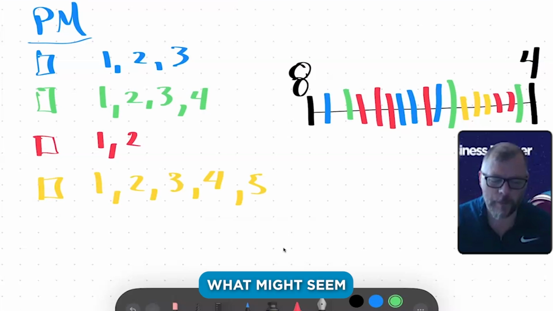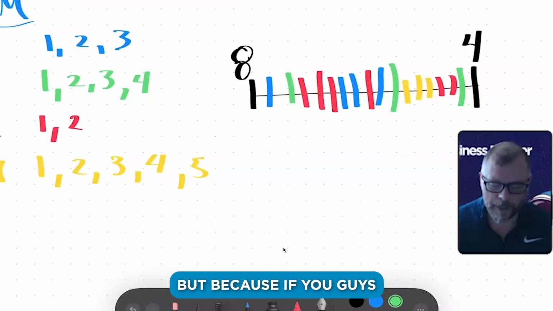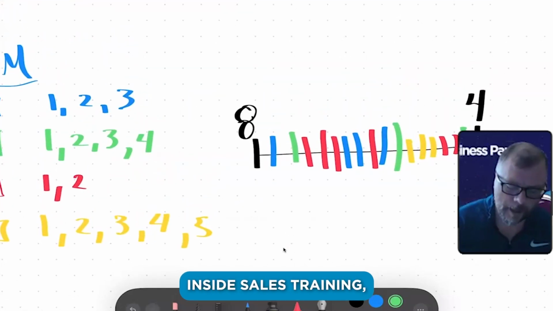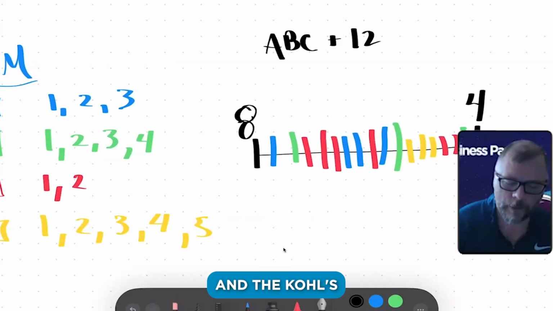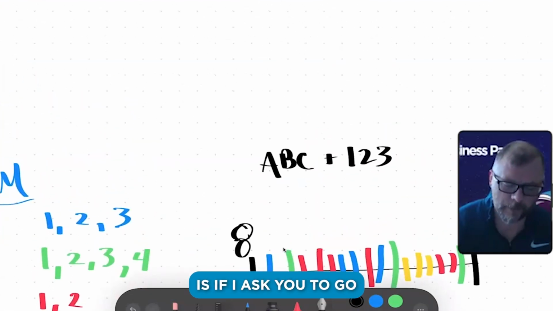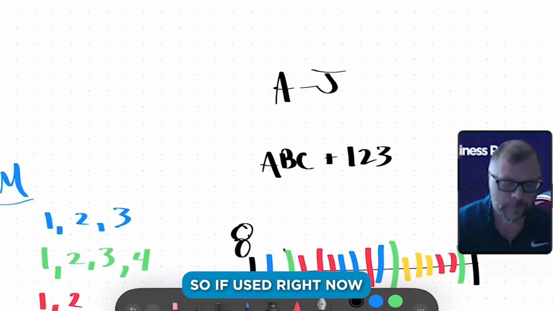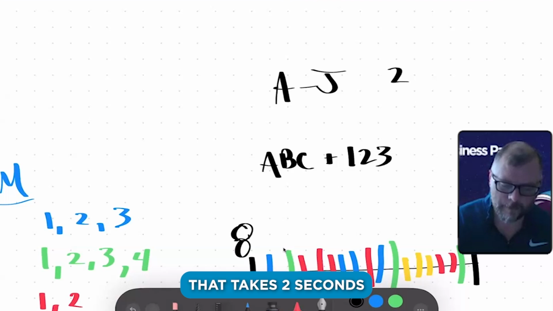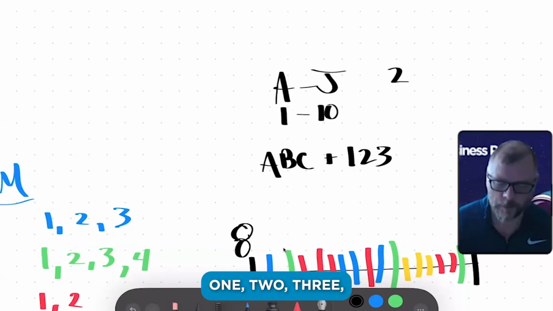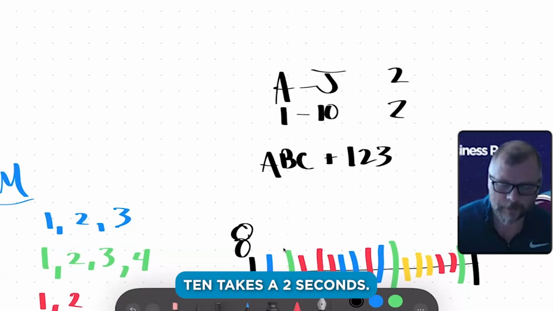And what you're seeing might seem fairly obvious, but if you guys have been through my inside sales training, you remember my ABC 1, 2, 3 test. The Cole's notes on that is if I ask you to count from A to J, so if you do it right now, A, B, C, D, E, F, G, H, I, J, that takes 2 seconds. Now, if I get you to go from 1 to 10, 1, 2, 3, 4, 5, 6, 7, 8, 9, 10, takes you 2 seconds.